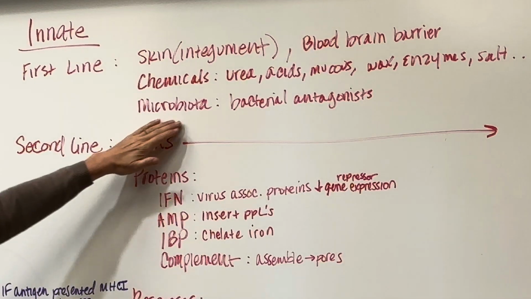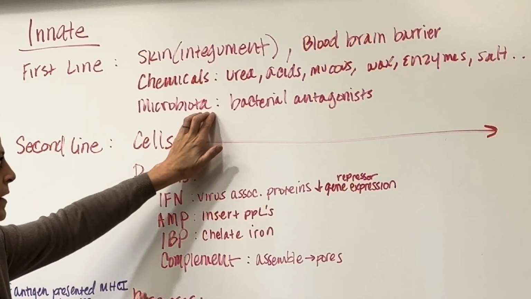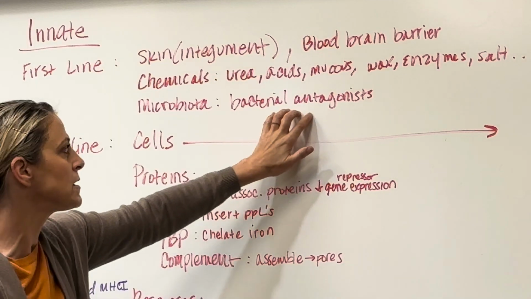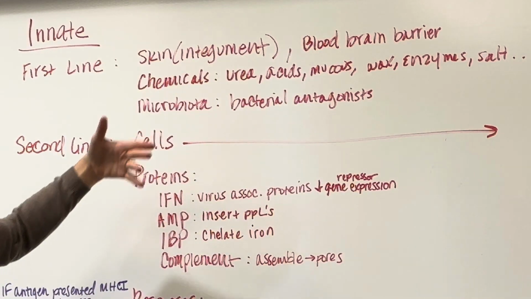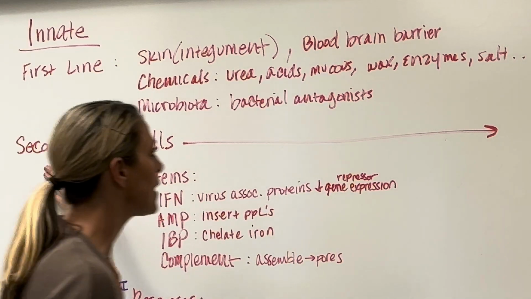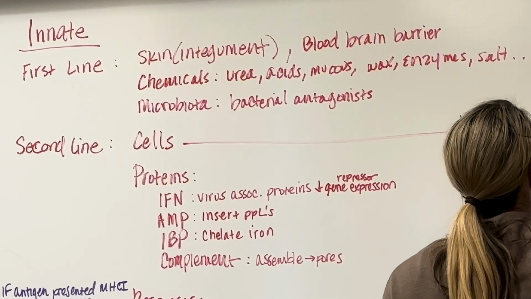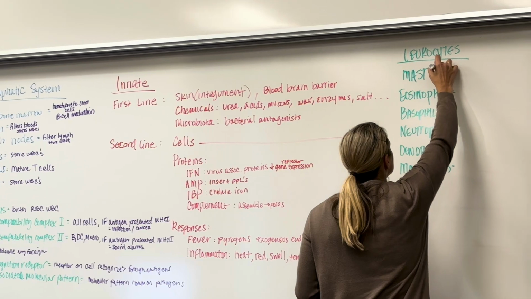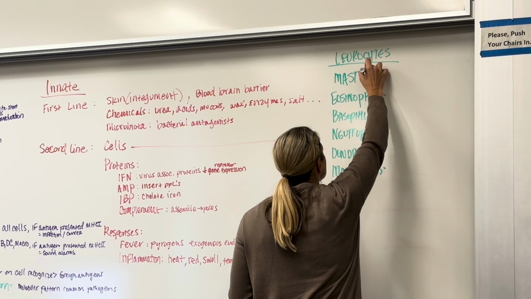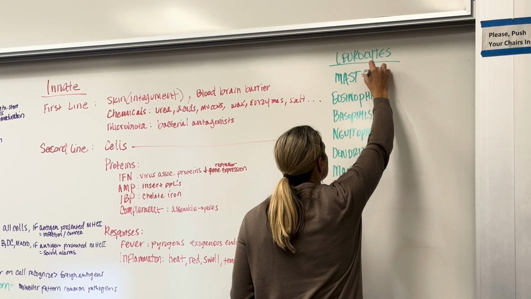Okay, and then our microbiota barrier, our probiotic commensal population, those are our bacterial antagonists that help defend our body against pathogens. And then our cells were part of our second line of defense. So we have mast cells. Mast cells, what is their job? That's a local effect. Degranulate? Histamines. Degranulate histamine.